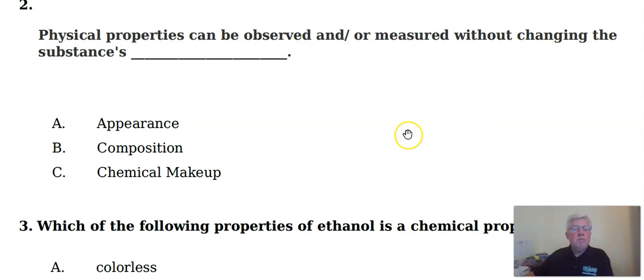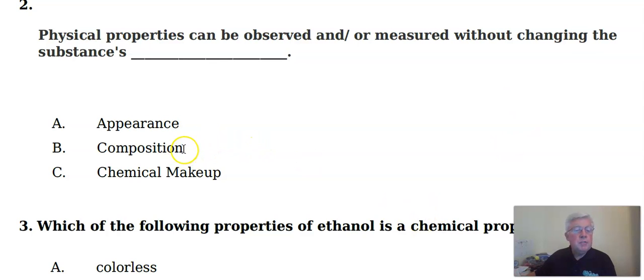Number two, physical properties can be observed and/or measured without changing the substance what? So I'm not going to change anything about the substance. It's still going to be the substance. It's not going to change. None of its chemical properties are going to change. None of its physical properties are going to change. It's going to be the same substance. So let's see if we have an answer like that.